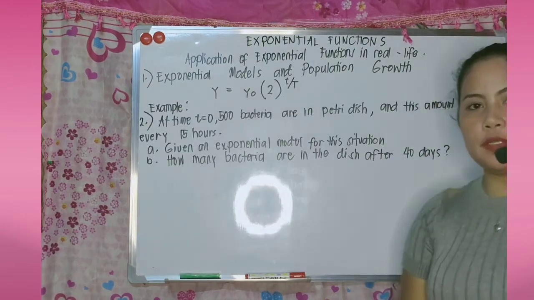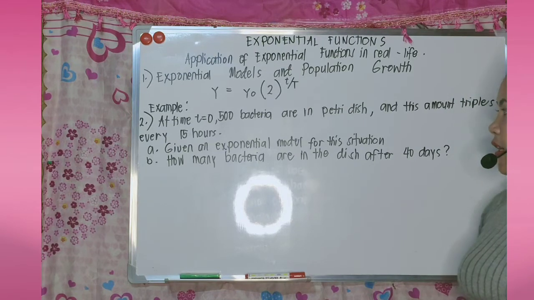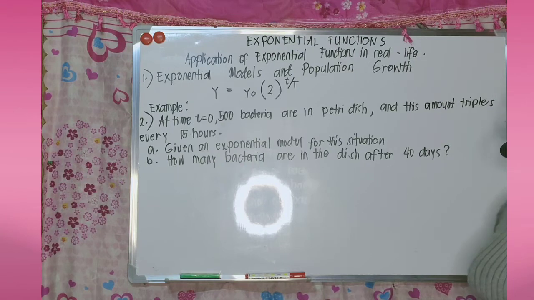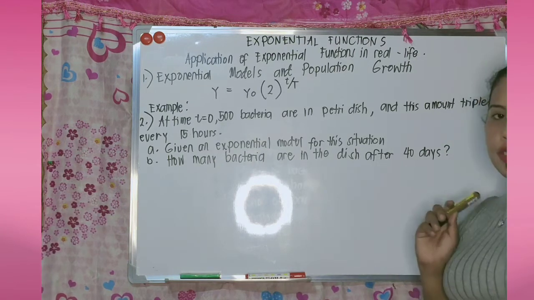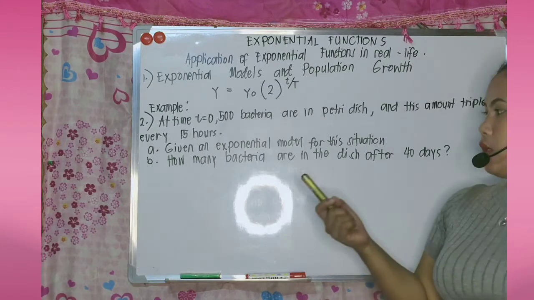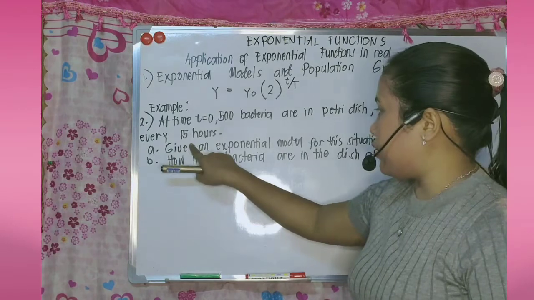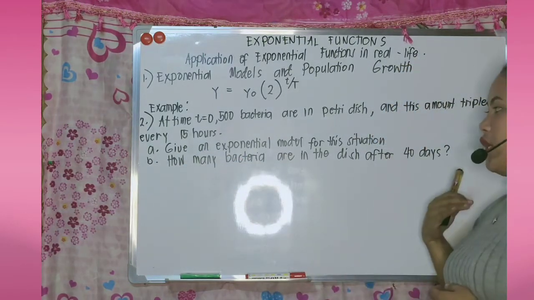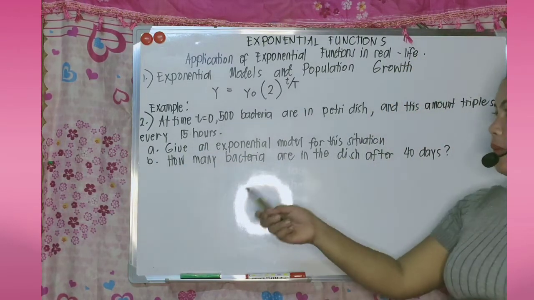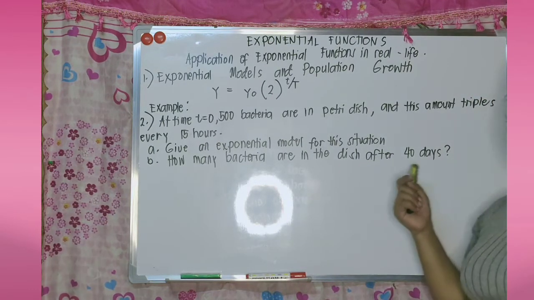Okay? Example number 2. At time t equals 0, 500 bacteria are in a Petri dish, and this amount triples every 15 hours. So, we are going to solve problem number 2. First, give an exponential model for this situation. Then, letter B, how many bacteria are in the dish after 40 days?